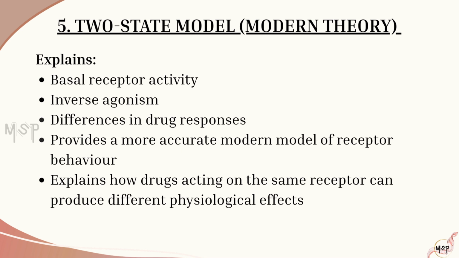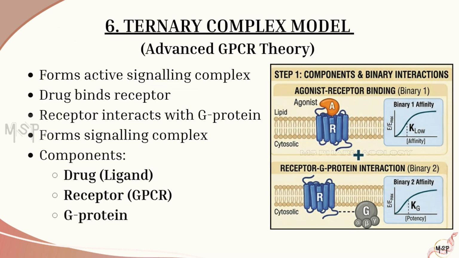For example, it explains basal receptor activity, the idea that some receptors show activity even without any ligand present. It also explains inverse agonism, where certain drugs actively decrease receptor activity rather than simply blocking it. Overall, the two-state model provides a more accurate understanding of why different drugs acting on the same receptor can produce very different physiological effects. For a deeper understanding of GPCR function, we use the ternary complex model.